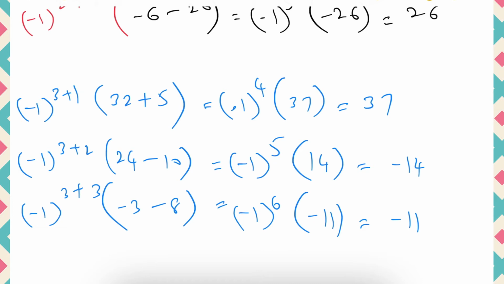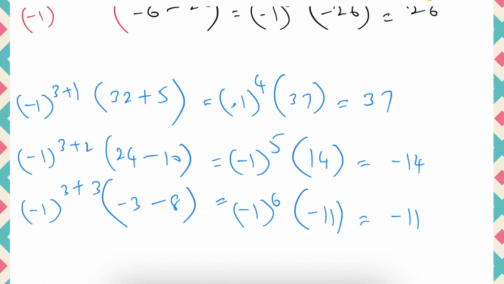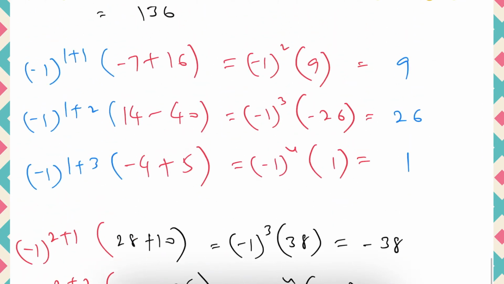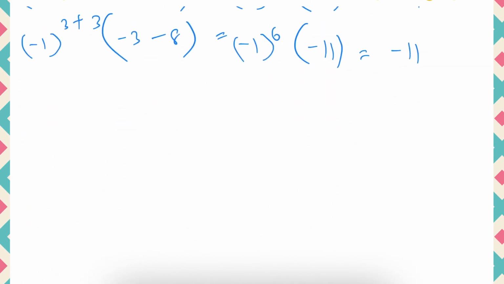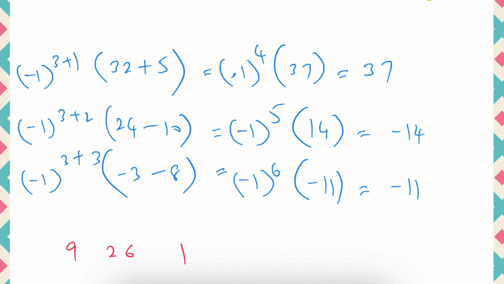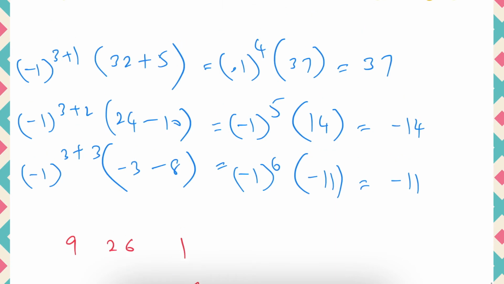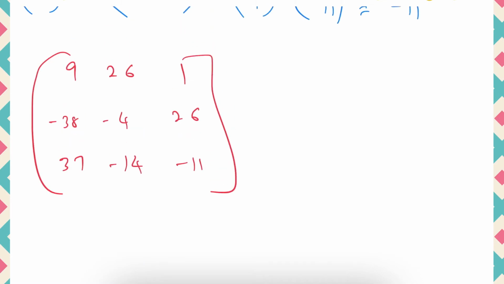Now let us write all these cofactors matrix together. This is first row, these three are second row, these three are third row. So 9, 26, 1, minus 38, minus 4, 26, and third row will be 37, minus 14, minus 11. This is the matrix which we got from the cofactors.